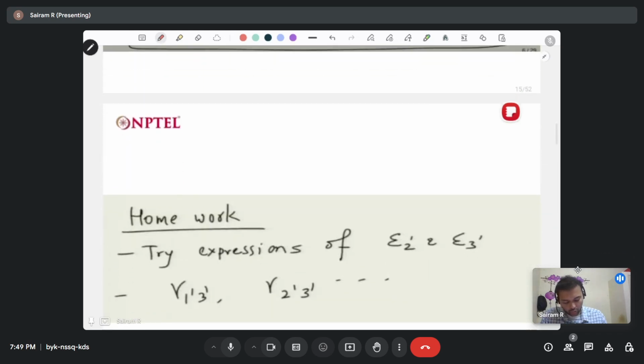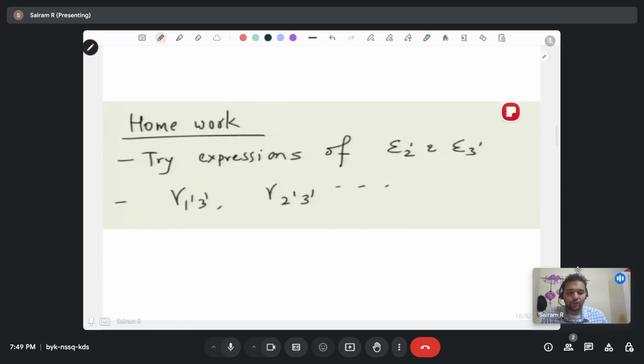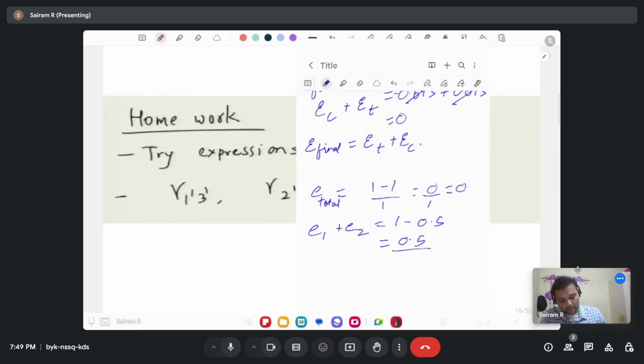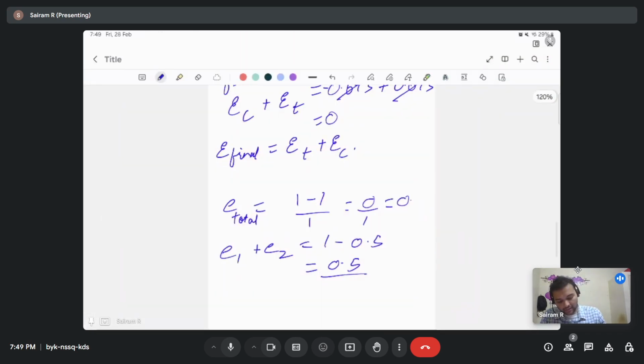Right. What do we have for homework? We'll try to solve at least two of these. We'll try to solve epsilon 2 prime 2 prime and we'll also try to solve gamma 2 prime 3 prime. Okay, we will expand this.